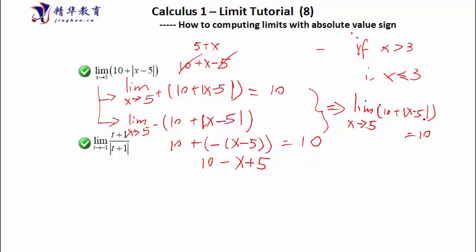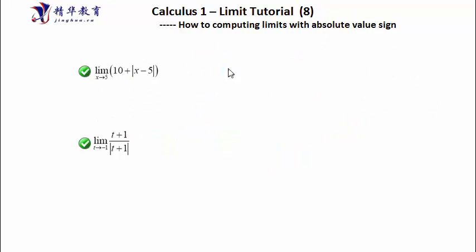Make sense? Good. This question is straightforward because both sides are the same. If you want, please try the bottom one yourself. Please pause the video and try it. If you pause the video and try it, good for you. I'm going to show you how to do this one.